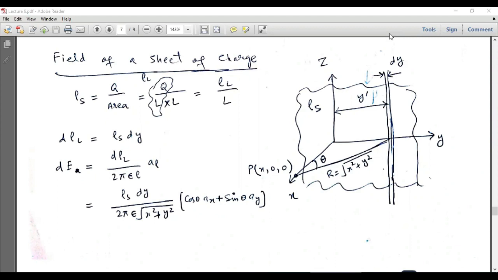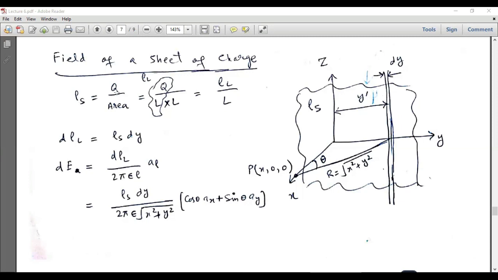In this lecture I am going to discuss the electric field intensity due to a sheet of charge. So in this case, the charge is distributed uniformly along an infinite sheet, or we can say that the charge is distributed over a surface. So this is a surface charge, and here we will be given the surface charge density, which can be defined as charge per unit area, and it is represented by rho s.